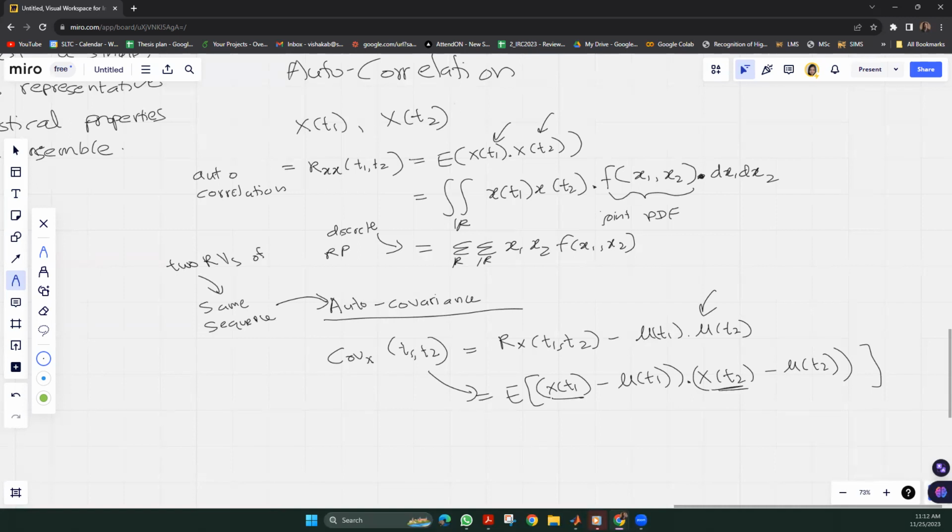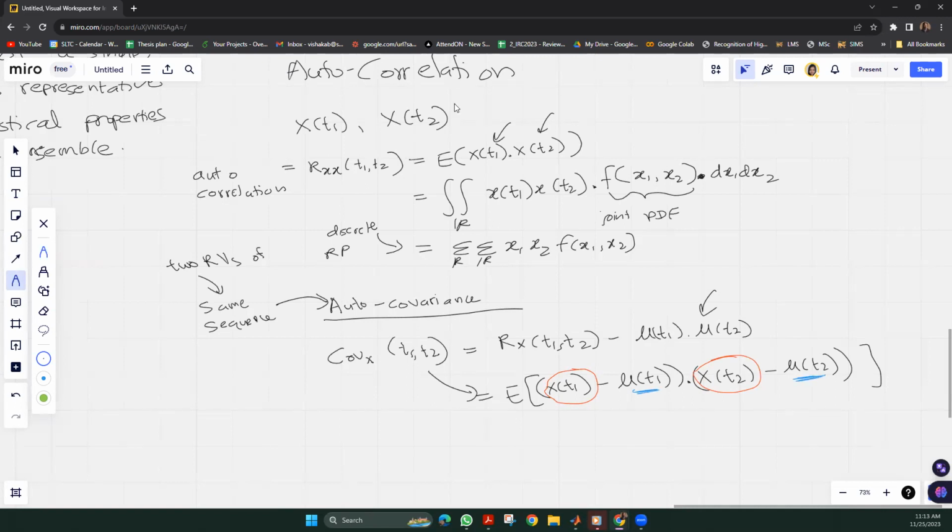These are the two random variables, the variables xt1 and xt2. So these are the random variables, xt1 and xt2. These ones are fixed. These are fixed constant values, mu t1.